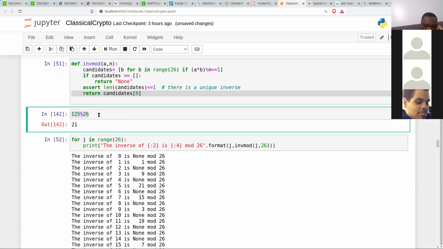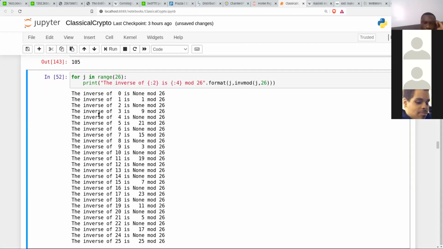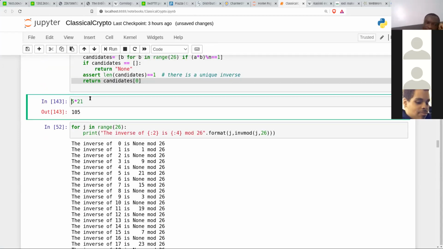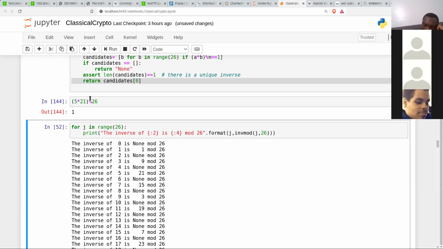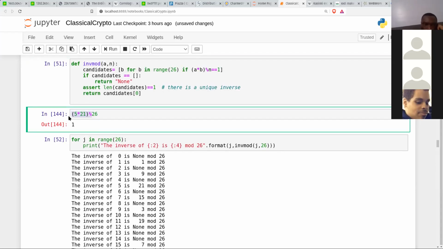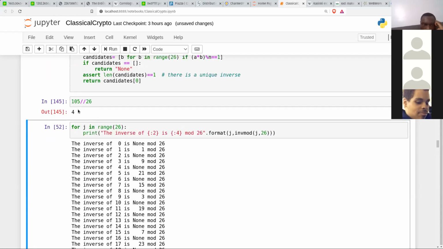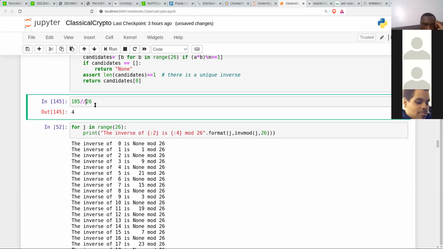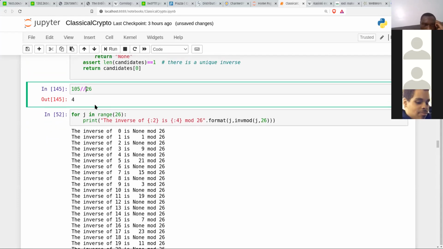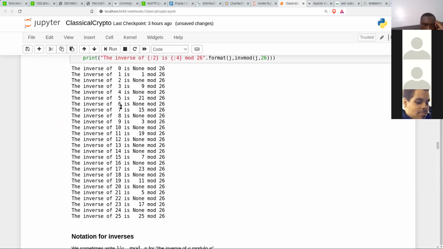But what is 5 times 21? Maybe I'm just too stupid to figure that out. Oh, 105. Yeah, sorry. It's 105. So then if you do 105 mod 26, you get 1. So how many times does 26 actually go into 105? This double division here is integer division. So 26 goes into 105 4 times evenly with a remainder of 1. So 105 has a remainder of 1, so it's congruent to 1 mod 26. And so that is why 5 and 21 are a pair of inverses mod 26.